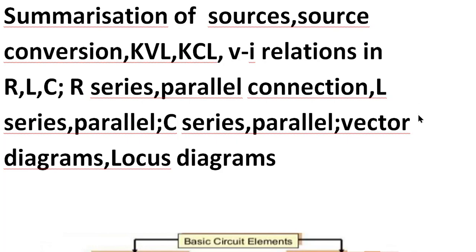Later I will discuss the locus diagram keeping one element like resistor varying in an RL circuit, or R fixed, L varying like this. All combinations will be discussed at the end. AC circuit with parallel branches will be considered for drawing the locus diagrams.